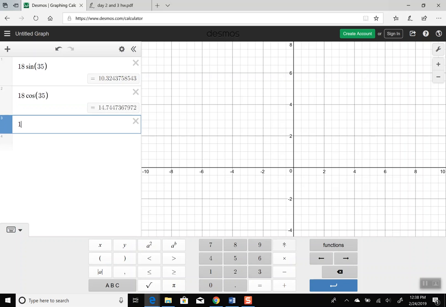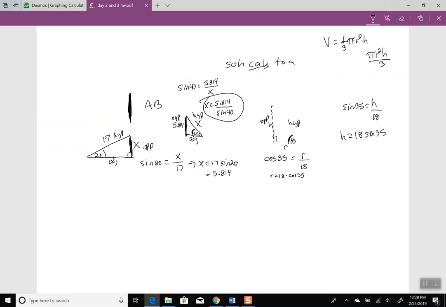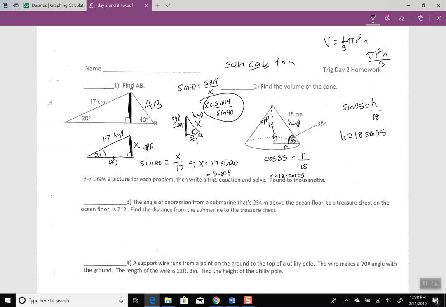When you're plugging this into Desmos, you can type in pi, but pi is also available over here. Just be careful that you're not doing it in the denominator there. You're using this arrow key to put it to the side. So 1/3 times pi times the radius squared. So the radius was the cosine one.